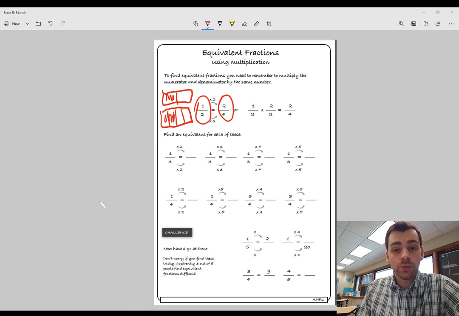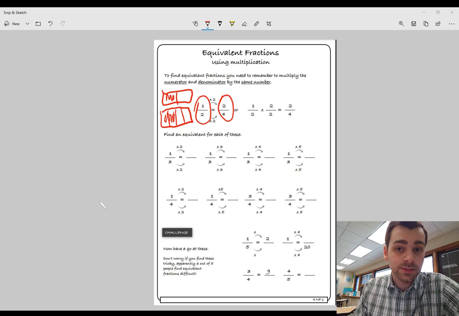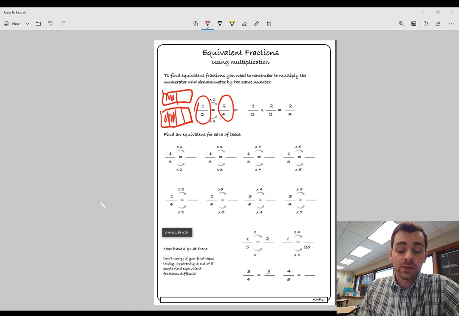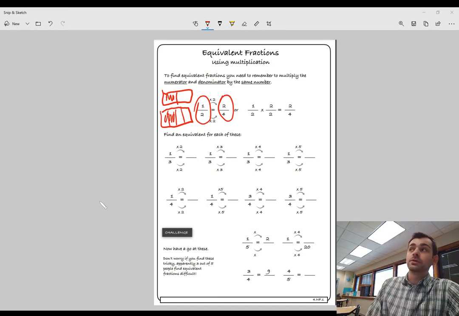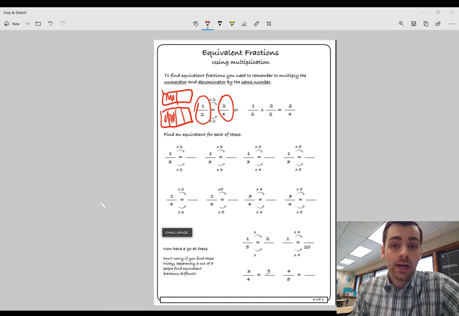So what we talked about in class was that fractions can be the same size. And just because they have a different numerator or denominator does not necessarily mean that they aren't going to end up being the same size. They don't always have to be one bigger than the other. So today we talked about different ways to do that. And one of the ways that we're looking at is multiplication.